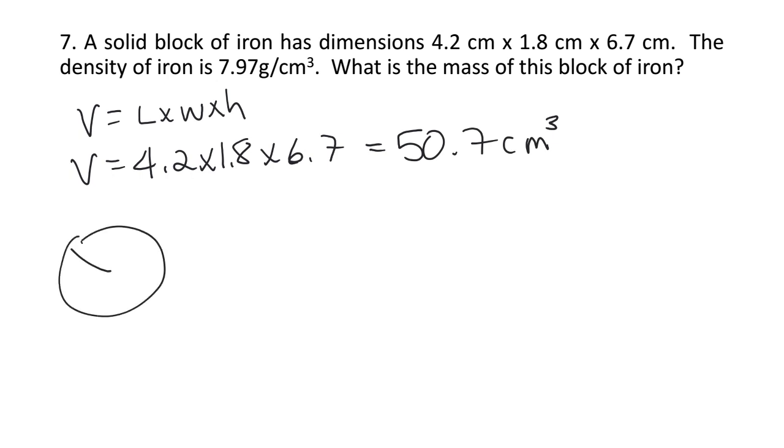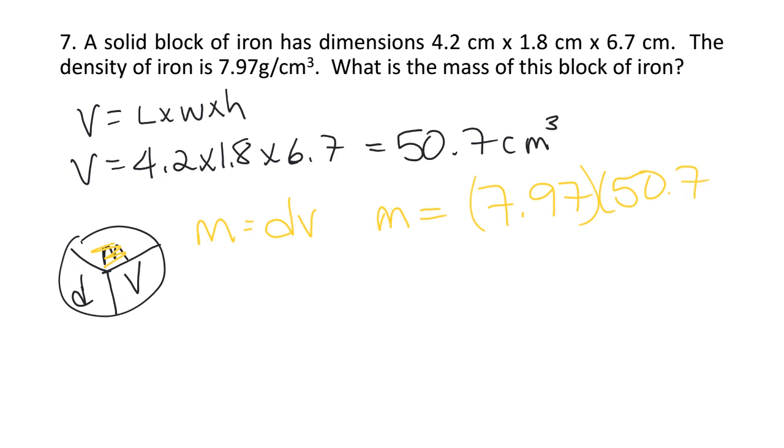So once again, we'll do the upside down P sign, and we're looking for mass. So mass equals density times volume. Mass equals the density, which is 7.97, times 50.7. When we do that calculation, we get a mass of 404 grams. Now, there's going to be one more, so keep tuned. It wasn't on the review, but there's one similar to this on the test, so I want to make sure you guys know how to do it.